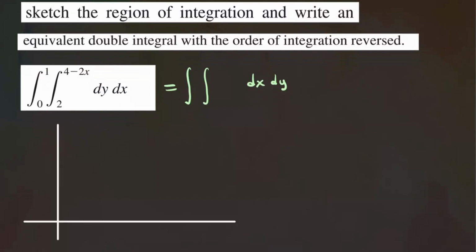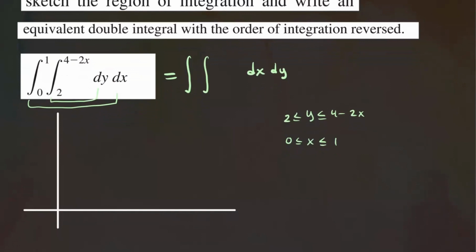So here's our xy plane. Now, for this given integral, these are the bounds on y. So y is going from 2 to the function 4 minus 2x, and these are the bounds for x, going from 0 to 1. All right, so let's draw that. Here's our line x equals 0, that's the vertical line on the y-axis, and then x equals 1, so that's right here.